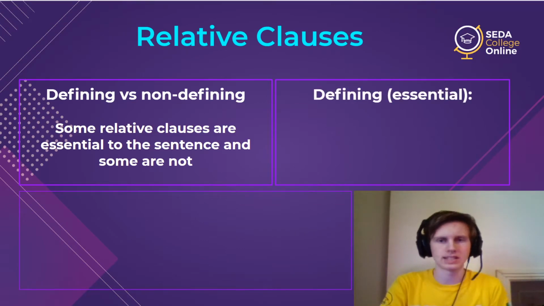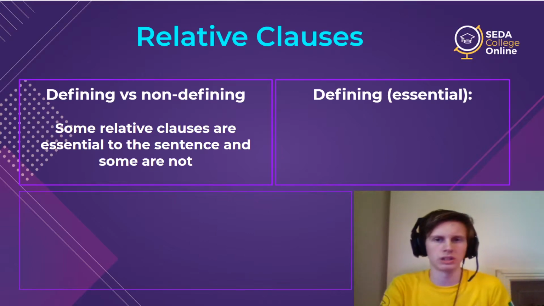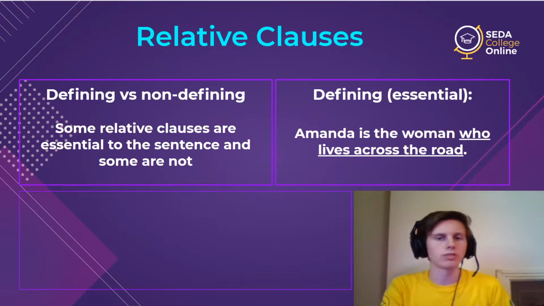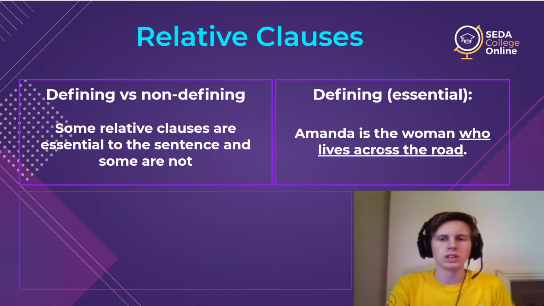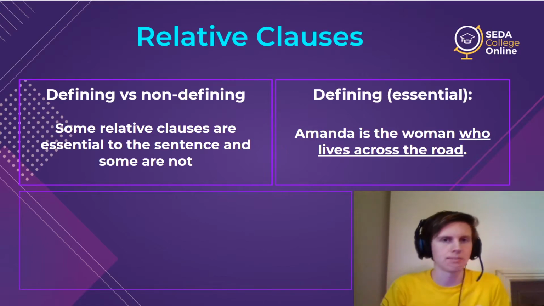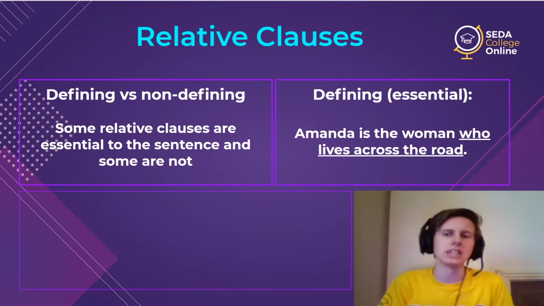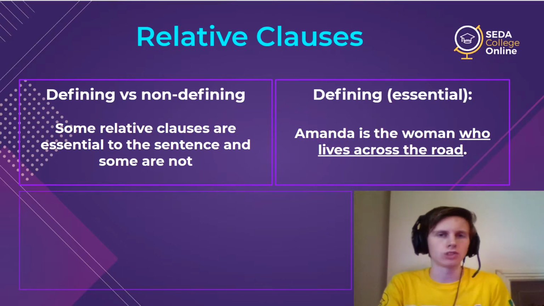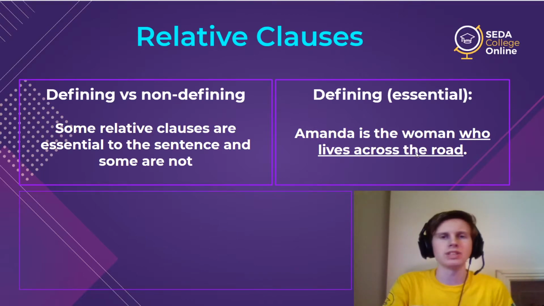So let's look at an example of a defining or essential clause. If I take the example from before, Amanda is the woman who lives across the road. Well, this sentence is somewhat strange because if I remove the relative clause, I take it away, Amanda is the woman. What does that mean? Amanda is the woman. There's no idea, no meaning. I need the relative clause to add the meaning. Who lives across the road? Okay. So this is a situation where the relative clause is essential.